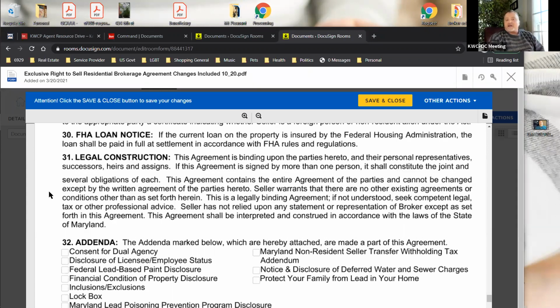So make sure that everybody understands that it cannot be changed. Everything is in writing. It cannot be changed unless it's in writing, and there are no other existing agreements or conditions other than that set forth herein. So if they sign a listing agreement with you, what they're telling you here is that they are not in another agreement. They're telling you that they are not in another listing agreement with some other listing company at the same time, or that any other agreements that they have are not going to cause a conflict with your listing agreement.